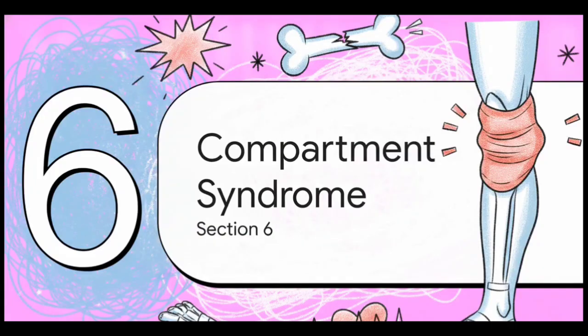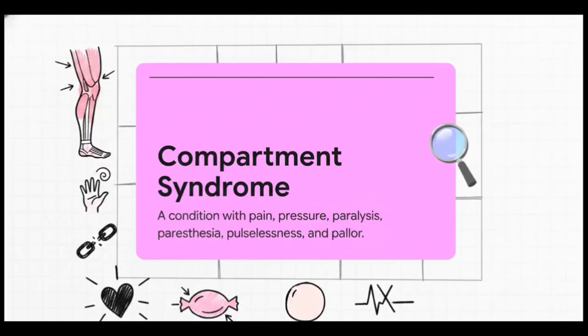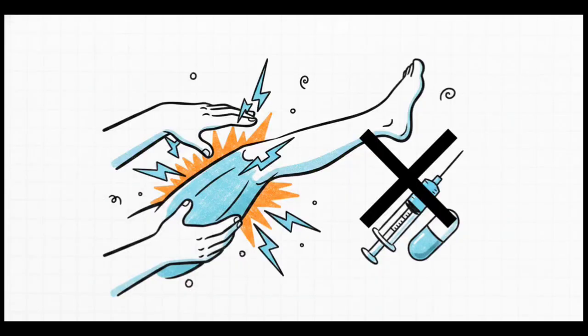And finally, Section 6, recognizing acute compartment syndrome. You have to instinctively know the 6 Ps: pain, pressure, paralysis, paresthesia, pulselessness, and pallor. These are the classic hallmark signs of acute compartment syndrome. And while it definitely happens most often in the leg and forearm, don't forget it can strike the thigh, hand, or foot as well. But here is the most important takeaway.